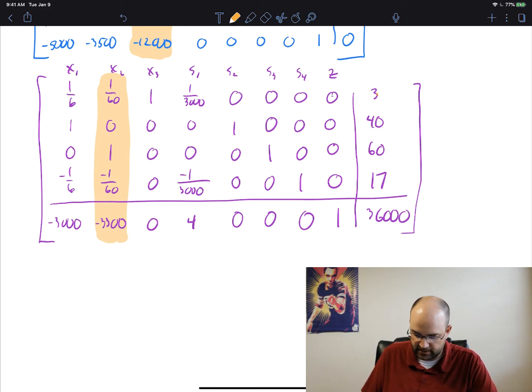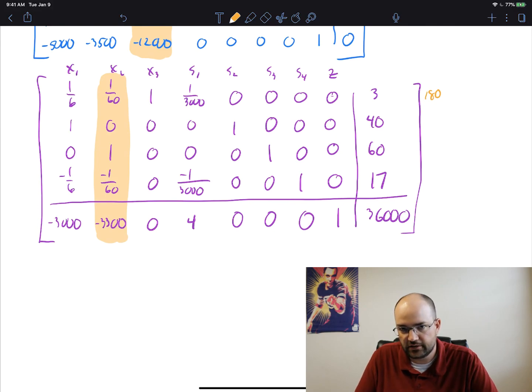3 divided by 1/60th is the same thing as 3 times 60, which is 180. My recommendation is to do the calculator. 3, do the alpha y equals enter, put 3 in the numerator, and then do 1/60 in the denominator, and it will tell you 180.